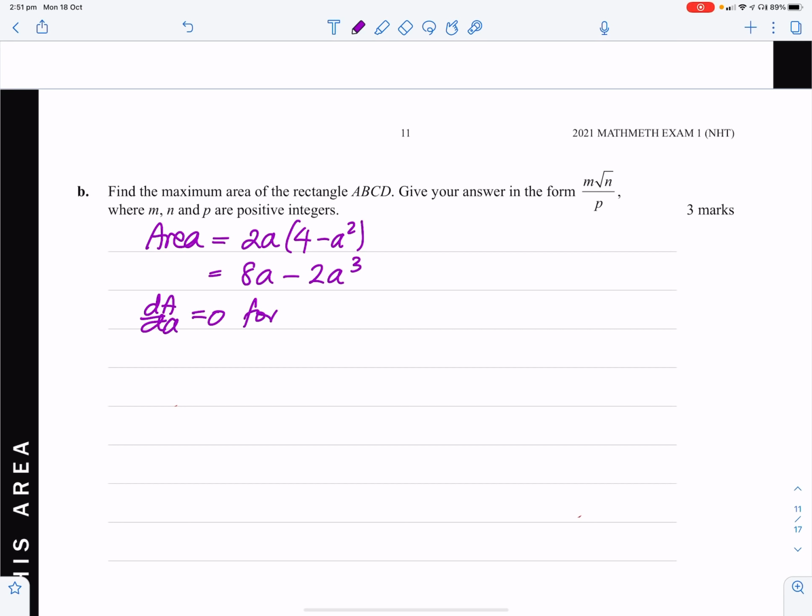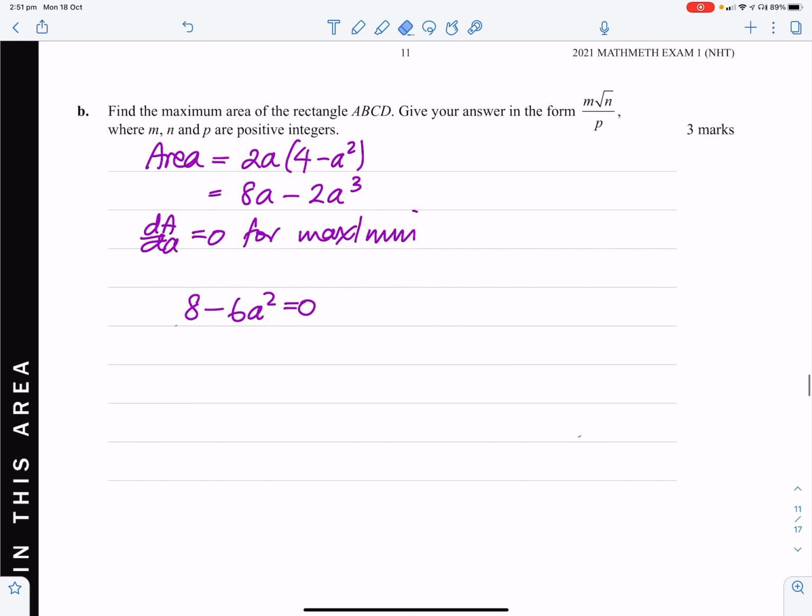dA equals 0 for a max/min. So we know in this case, 8 minus 6A squared is 0. So we get A squared is 4 over 3. So A is plus or minus 2 on root 3. A is greater than 0, so A must equal 2 root 3 on 3. So all I did was rationalize it.